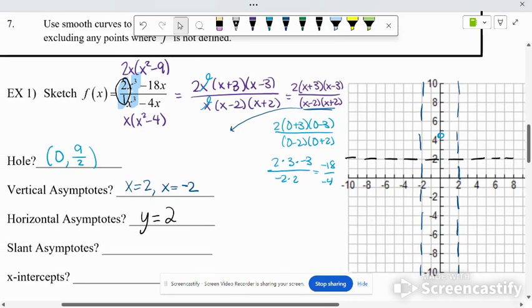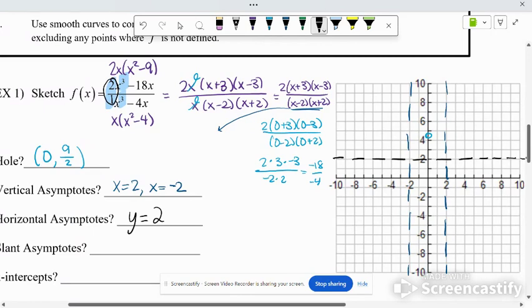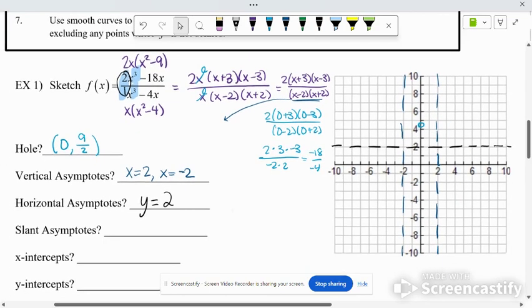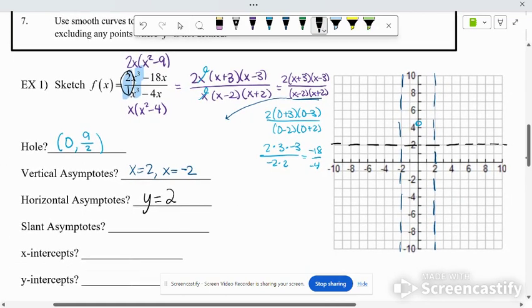It's possible that your graph might cross your horizontal asymptote, but it will only cross your horizontal asymptote close to 0. The horizontal asymptote is really defining the end behavior of your graph, like what's happening at the very, very right and the very, very left of your graph. Because there's a horizontal asymptote, there is no slant asymptote.